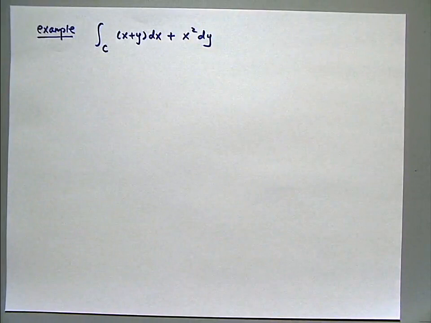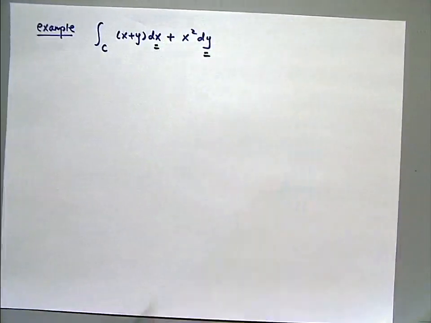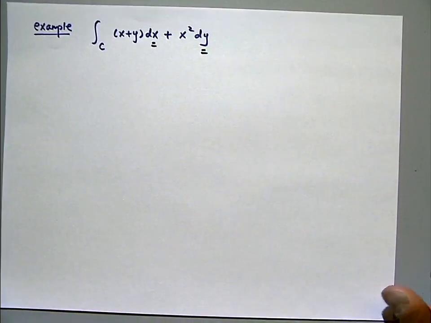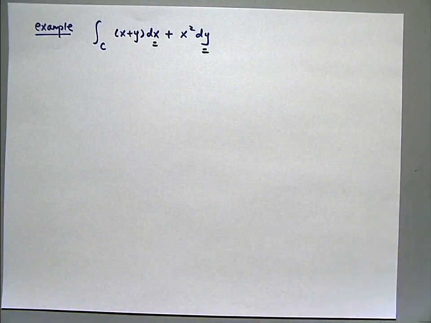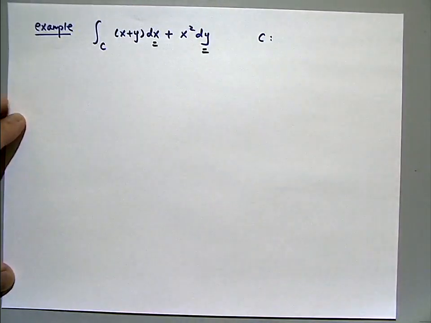Here we're integrating (x + y) dx + x squared dy. So note essentially we're forced to use x and y as our parameter in some way. We have some flexibility here, but we have kind of been led down this path already by the integral presented to us. And let's make C a little bit more complicated than last time.